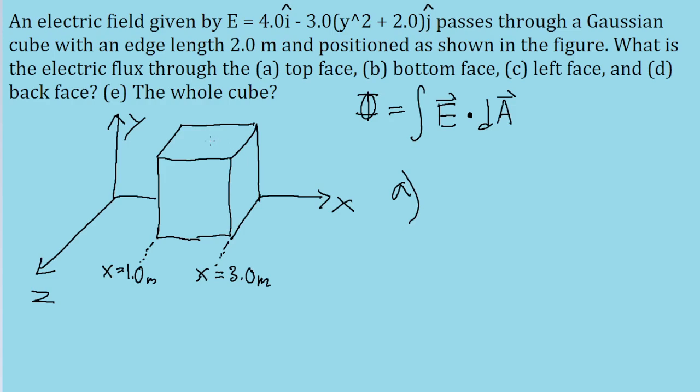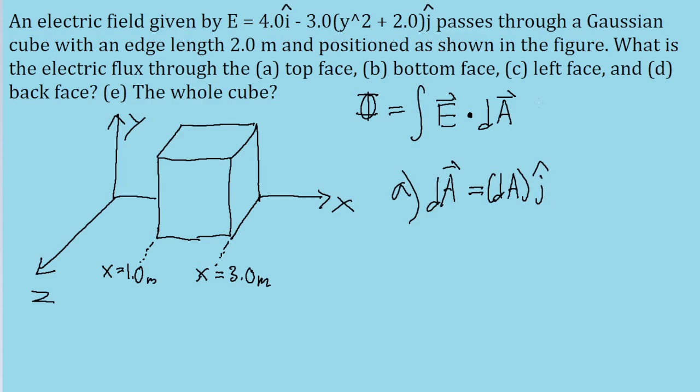This means that we're dotting the electric field with the vector from the top face, which is directed upwards along the y-axis. So if it's directed upwards along the y-axis, then that means our area vector, dA, is going to be in the j-hat unit direction. So dA in the positive j-hat direction.